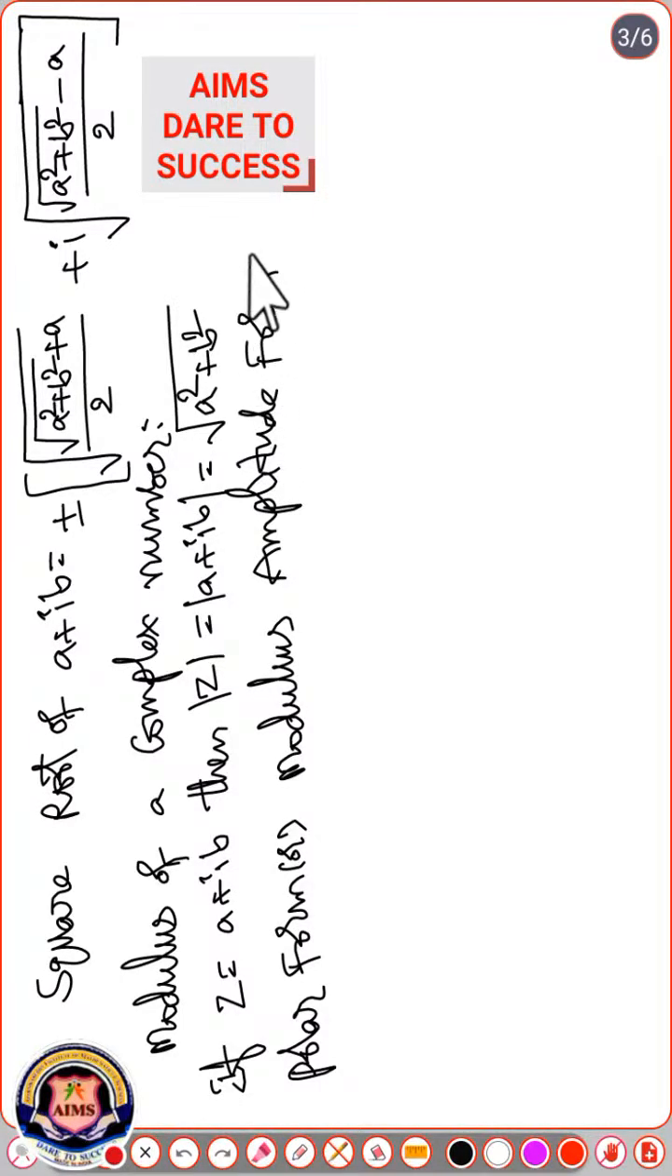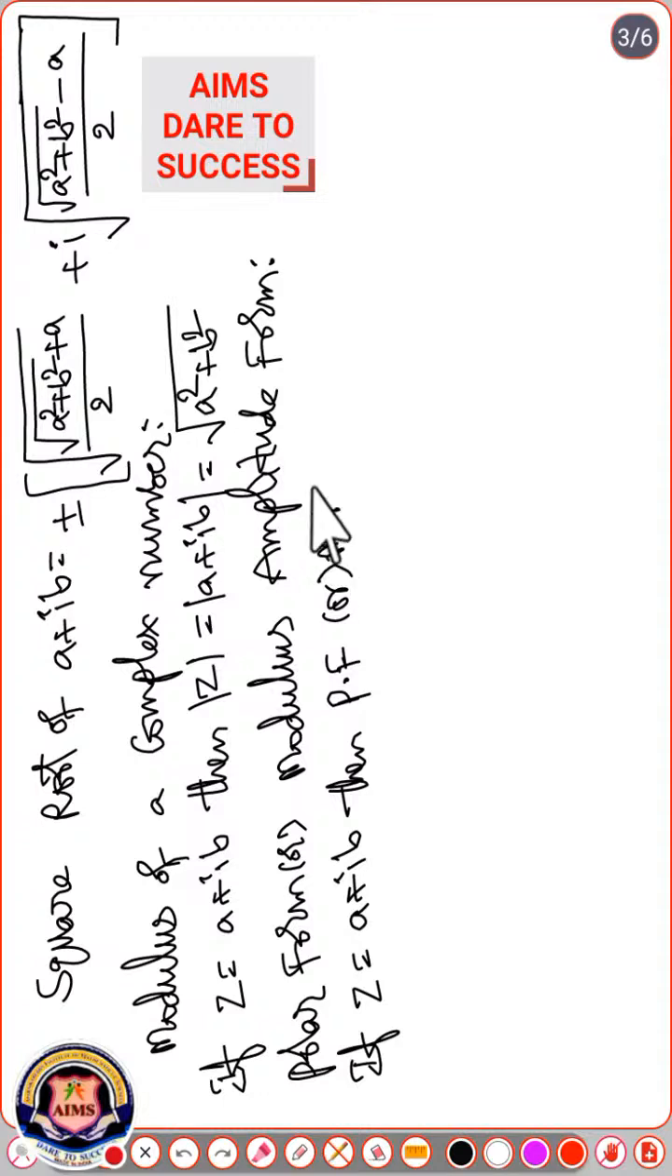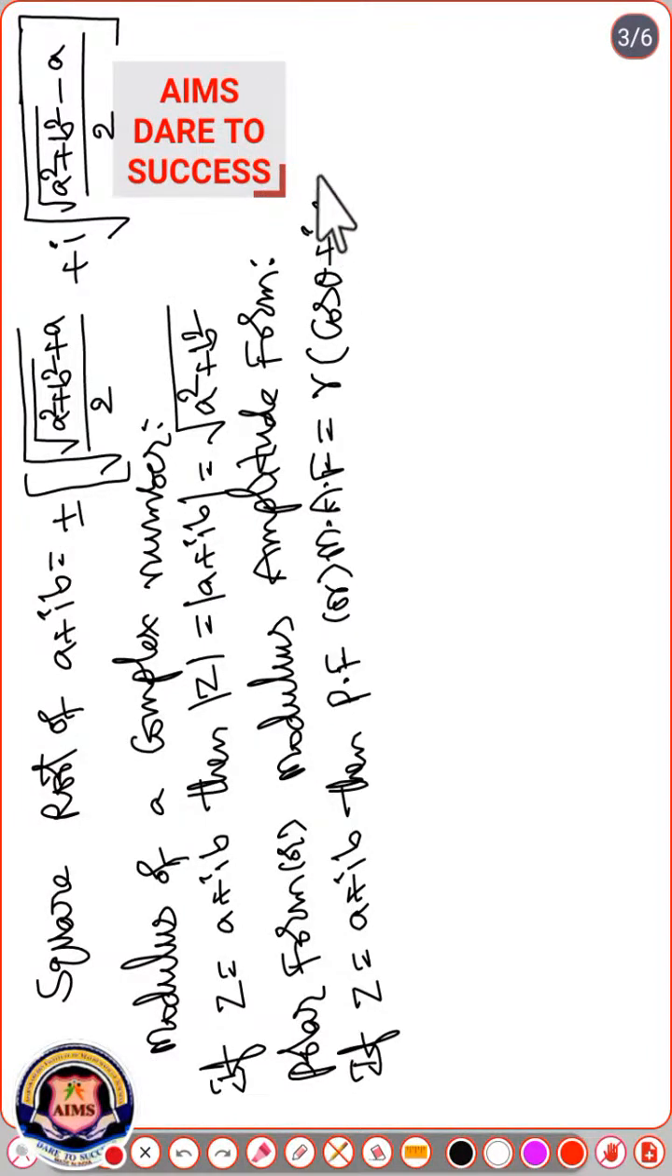Polar form or modulus amplitude form. Suppose we have z is equal to a plus ib. If you want to convert it into modulus amplitude form, we can write the polar form, that is, polar form or modulus amplitude form is equal to r into cos theta plus i sin theta. This is polar form or modulus amplitude form.